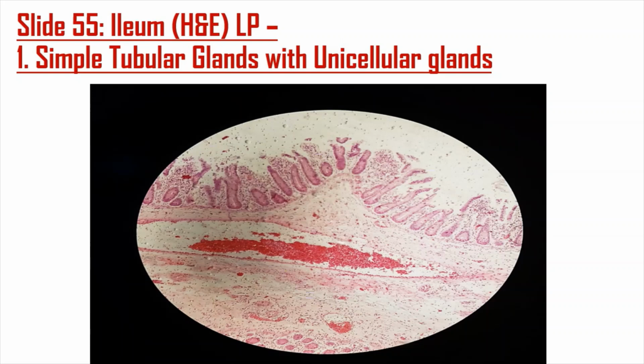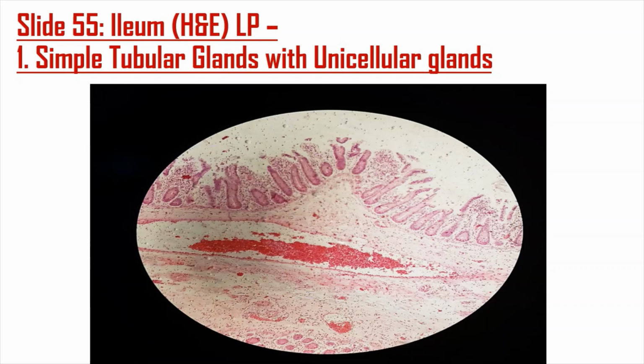Now, between two villi, there's a crypt. The crypt is continuous as a gland. So this is a gland here, this is a gland, this is a gland. You can't really appreciate them well here because this is low power.